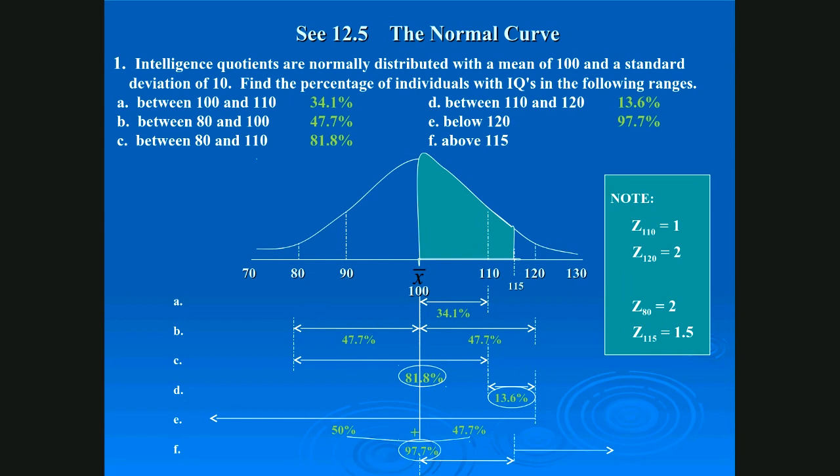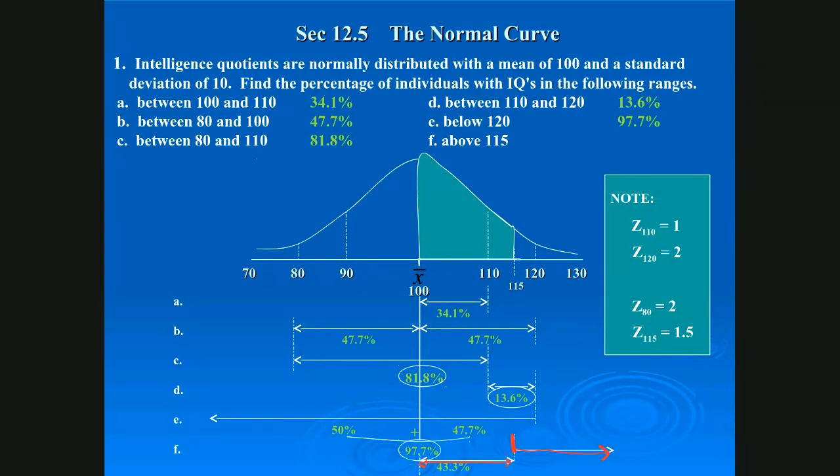So we look up on our table our z-score of 1.5, and we wind up seeing it's 0.433, or 43.3%. So we have 43.3% of individuals that have a z-score that has an IQ score between 100 and 115. But our question says what percentage of individuals have a score above 115?